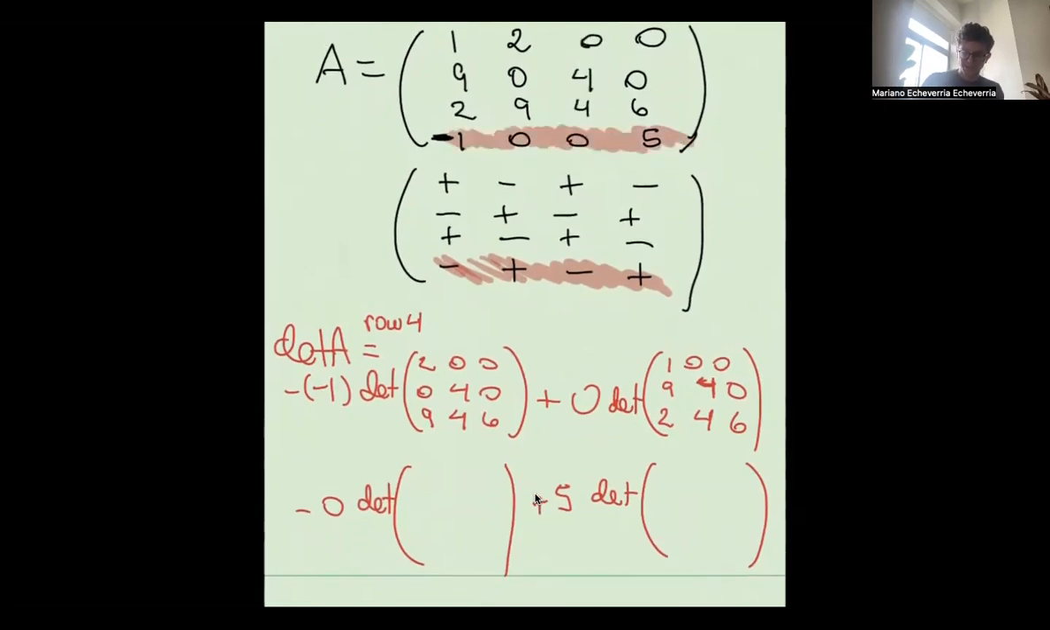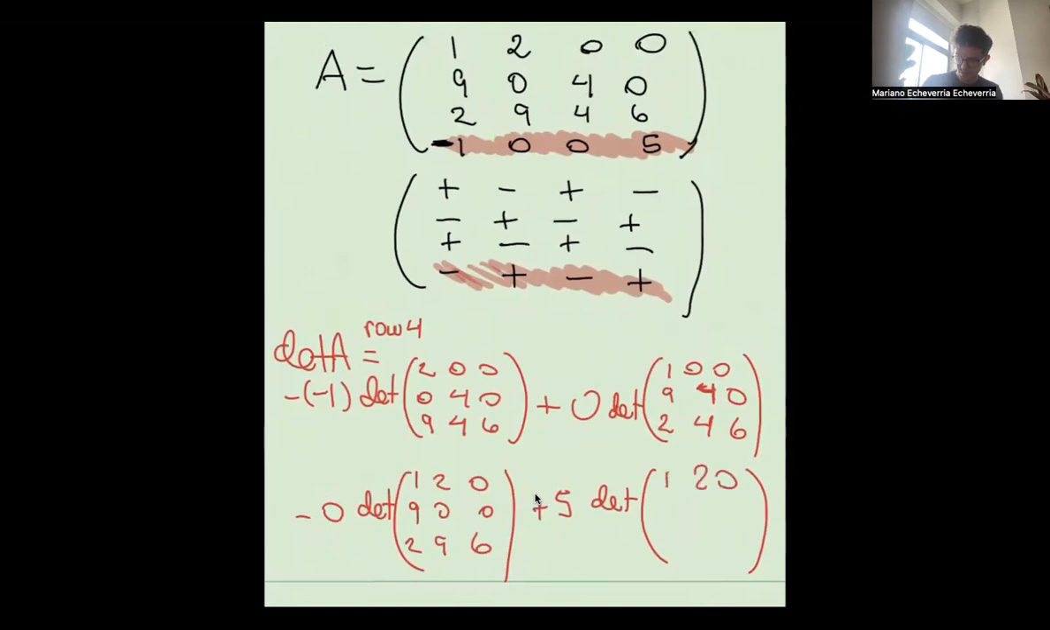So you didn't even have to write this, but I'm just saying that in general, that's what you would do. And then, similar idea here. You delete this row and this column. So you get 1, 2, 0, 9, 0, 0, and 2, 9, 6. And the last one is 1, 2, 0, 9, 0, 4, and 2, 9, 4, right? Is that making sense? How I'm choosing the numbers? Any questions up to this point?